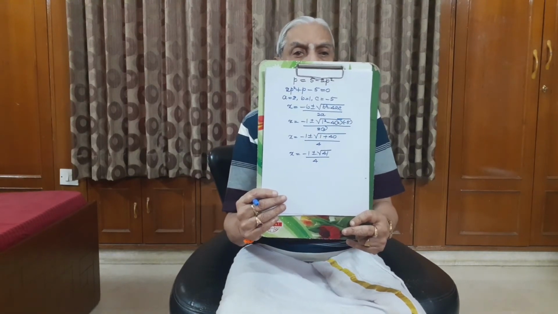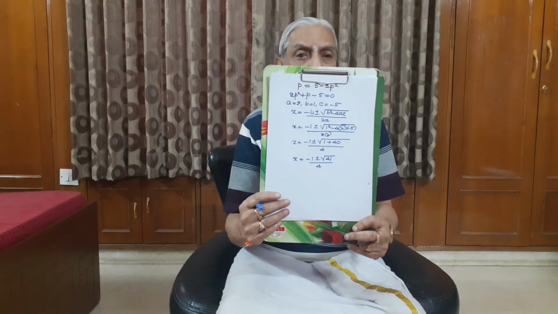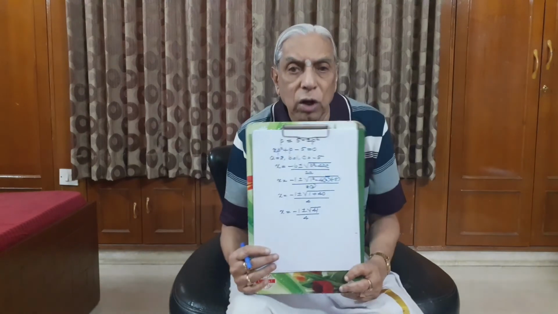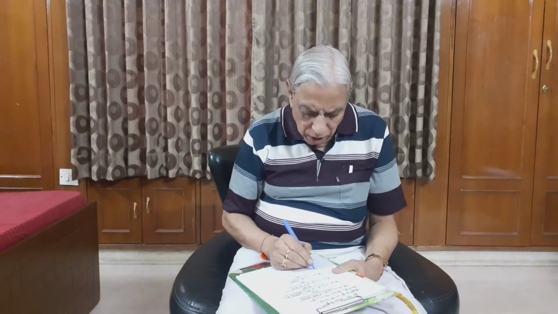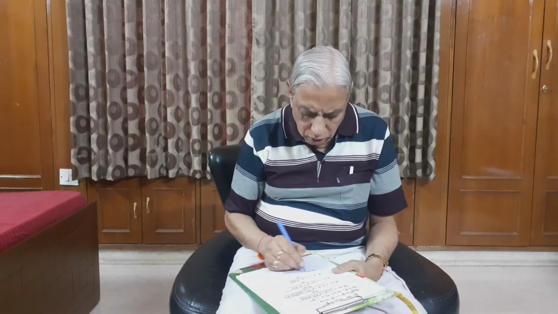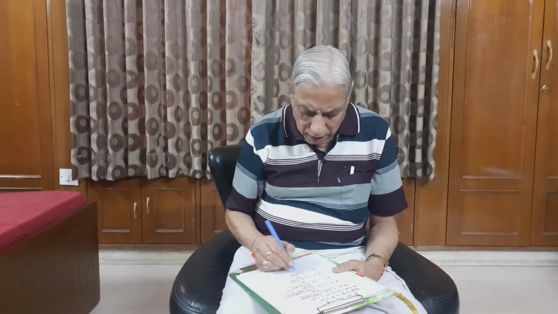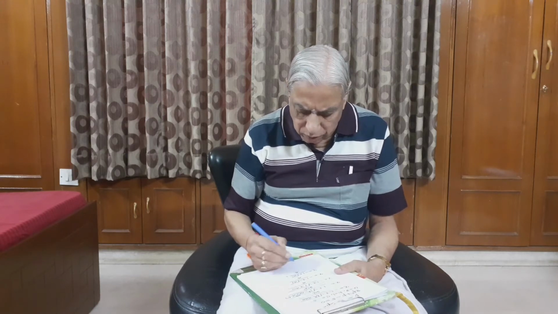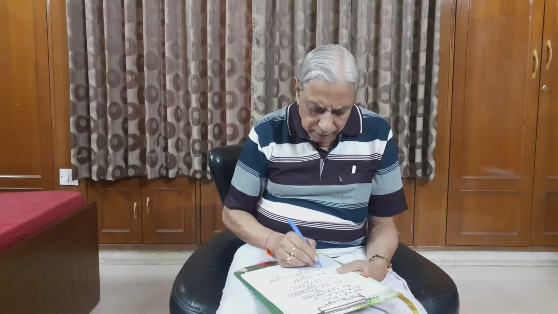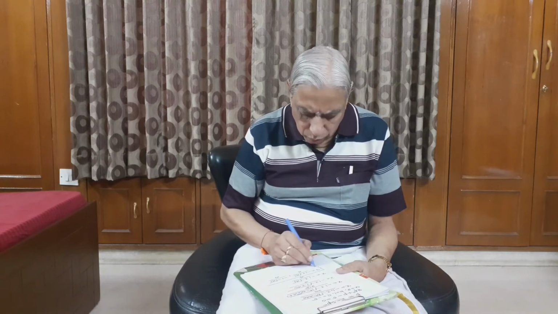Can square root of 41 be simplified? I can't do anything; you can't simplify it further. Therefore, you write the roots separately. X will be equal to, what are the two roots? Minus 1 plus root of 41 by 4, that is one root. The second root is minus 1 minus root of 41 divided by 4. I hope you understood. They are the two roots of the equation.